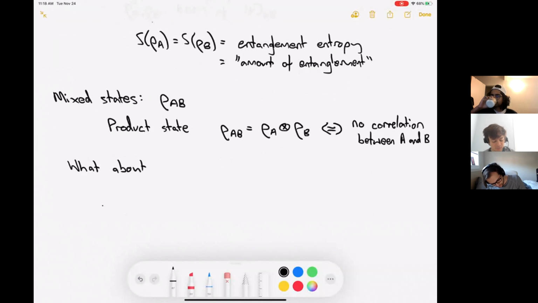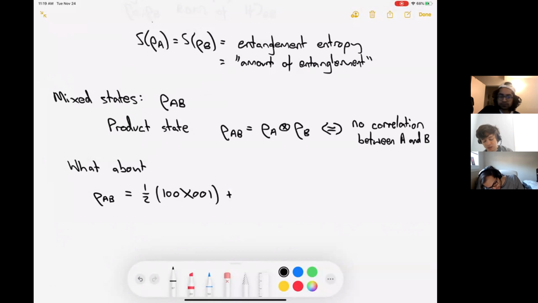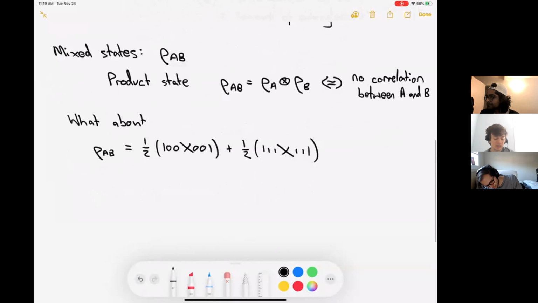Consider a state, rho AB, that is equal to a half times just the 0,0 state, A being in state 0 and B being in state 0, plus a half times them both being in state 1. So it's easy to see that this is not a product state.